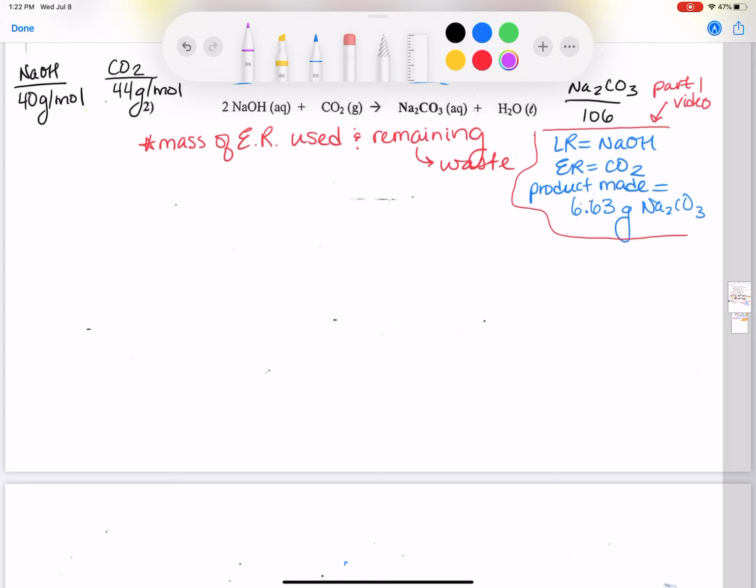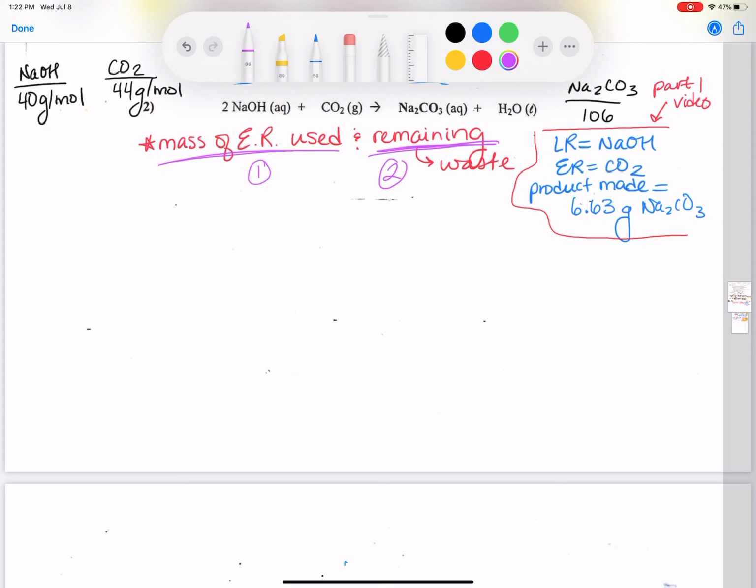In your second set of calculations, you already know who your limiting reactant is and you know who your excess reactant is. You know how much product you're going to make based off your limiting reactant, but now you want to focus on how much excess reactant you used. Remember, excess means you're going to have left over. So you want to find out one of two calculations. How much excess reactant was used? Once you know how much excess reactant was used, you can then calculate how much excess reactant was remaining.